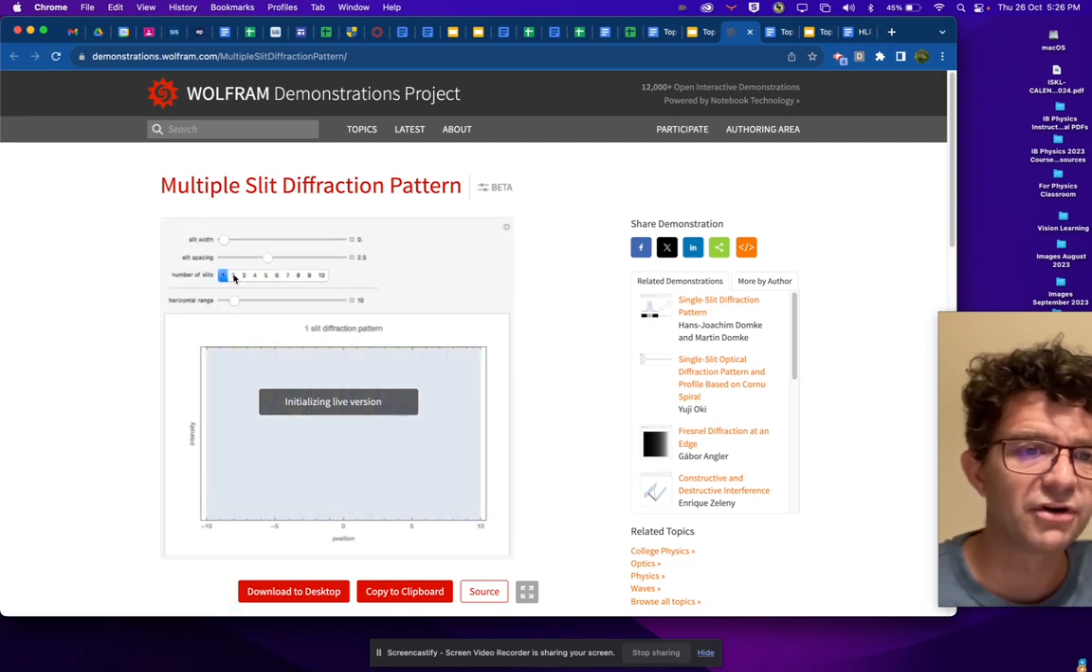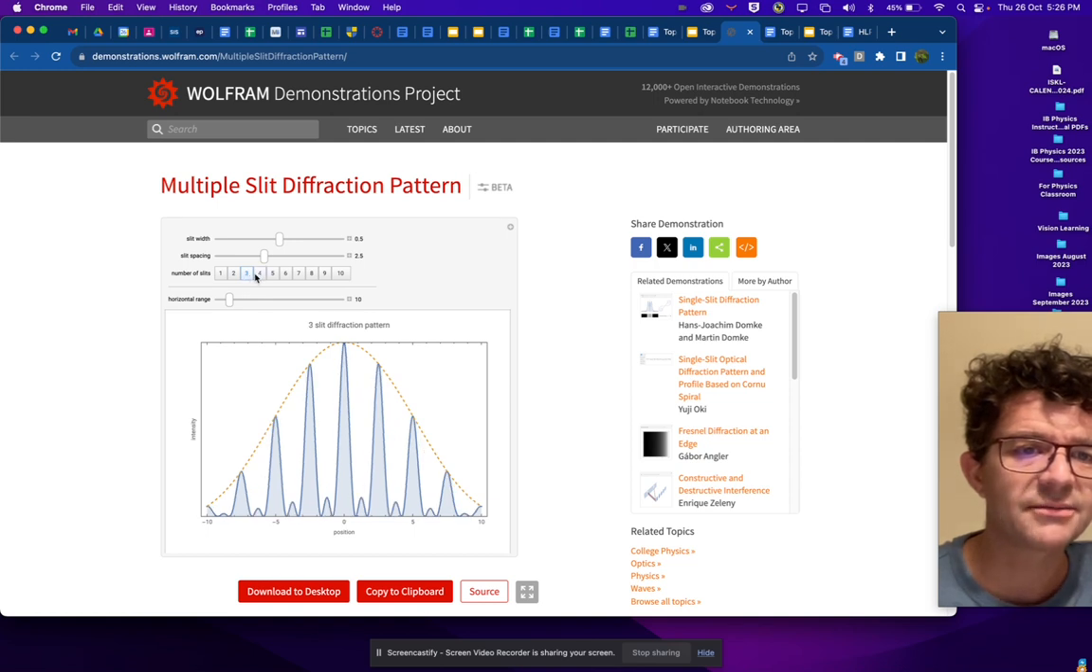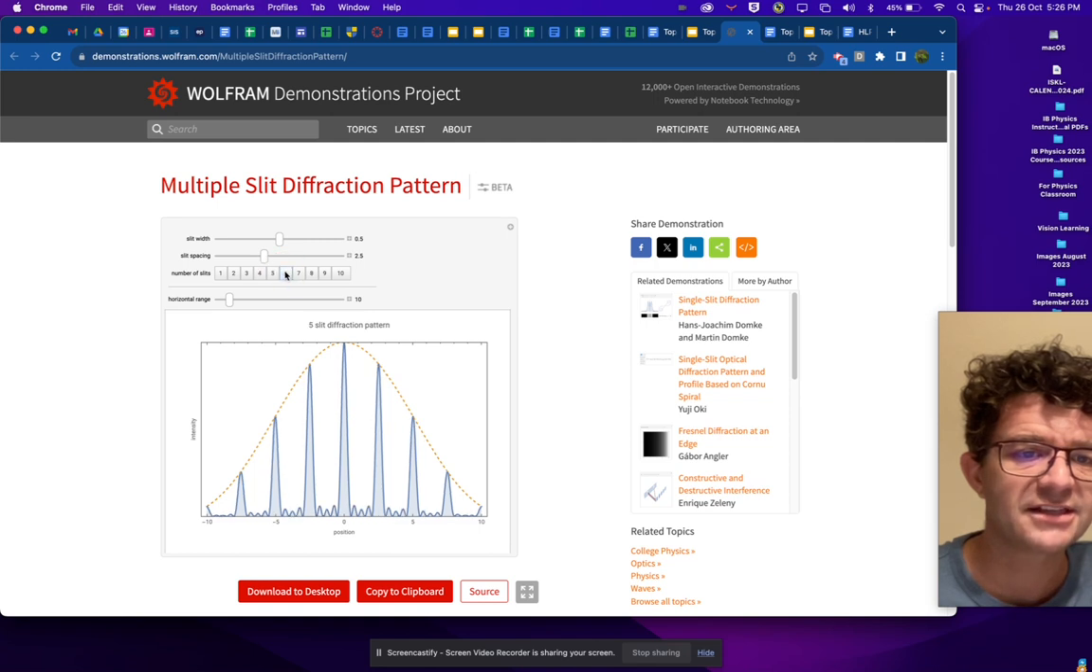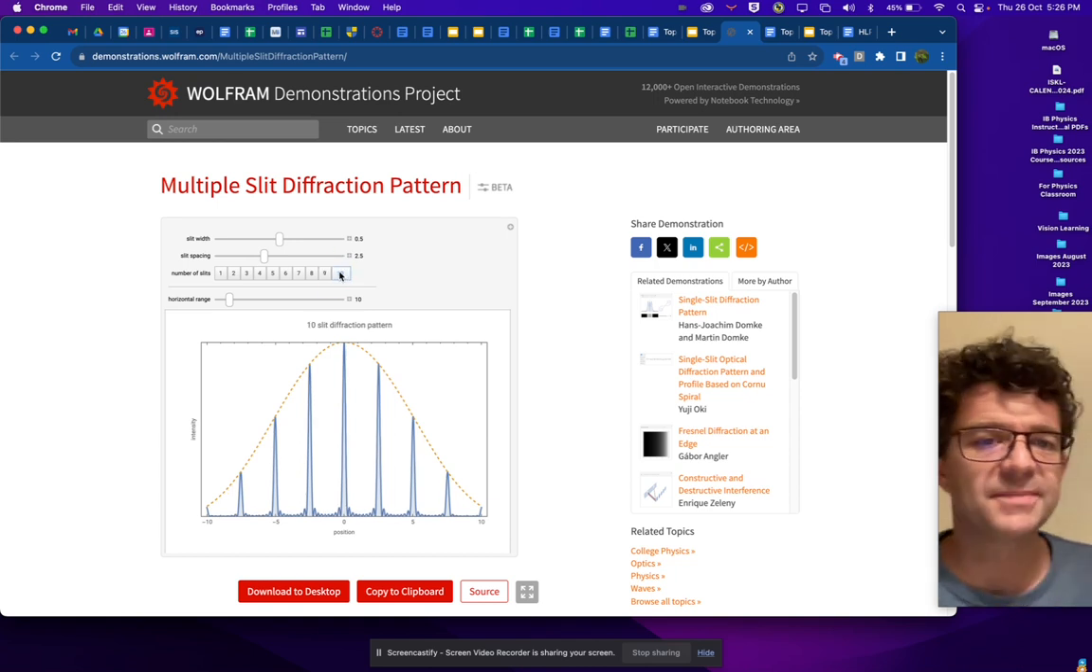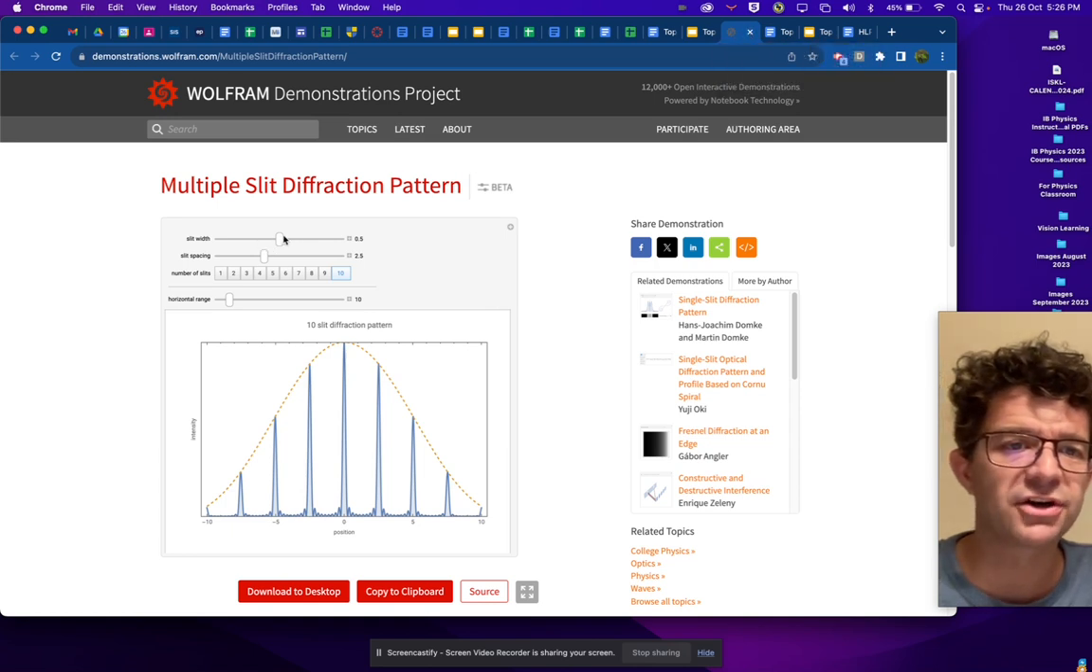I'll just show a couple of quick examples here, assuming this one loads pretty quickly. So here we have number of slits is, say, 2. If we go to 3, we get 1 secondary maxima, 4, 5, 6, 7, 8, 9, and 10. So these peaks are getting much, much narrower. Worth playing around with because you can also adjust the slit width and the slit spacing.